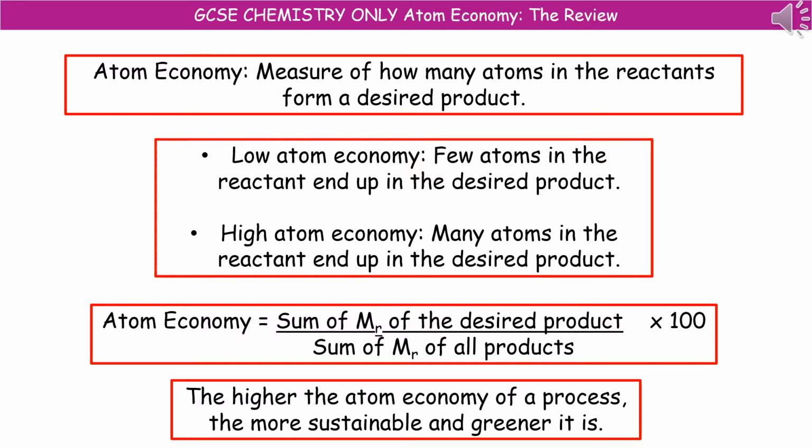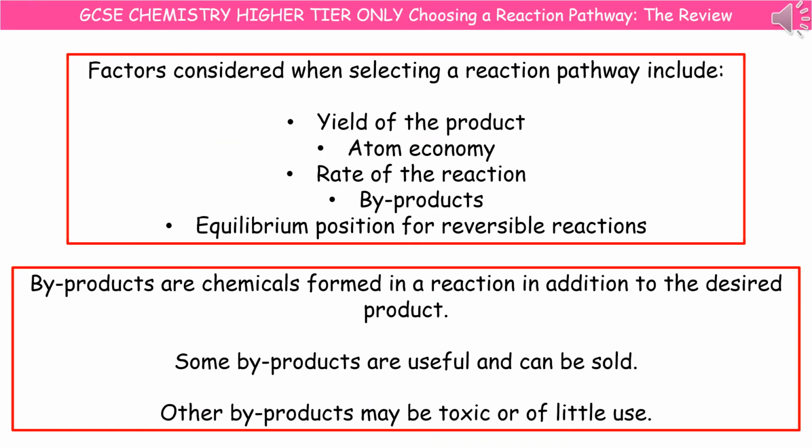For those of you doing higher tier chemistry, we need to know how we choose a reaction pathway. So various factors that we will consider when selecting a reaction pathway are the yield of the product, the atom economy, its rate of reaction, any byproducts being formed, and the equilibrium position if we're talking about a reversible reaction.